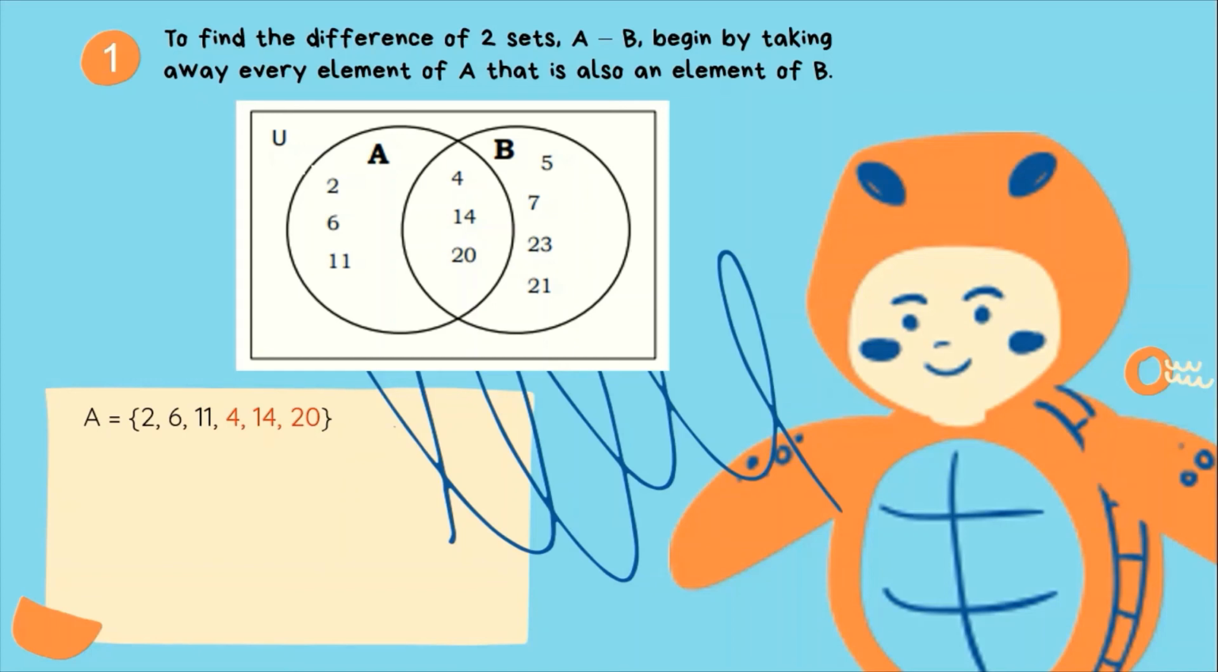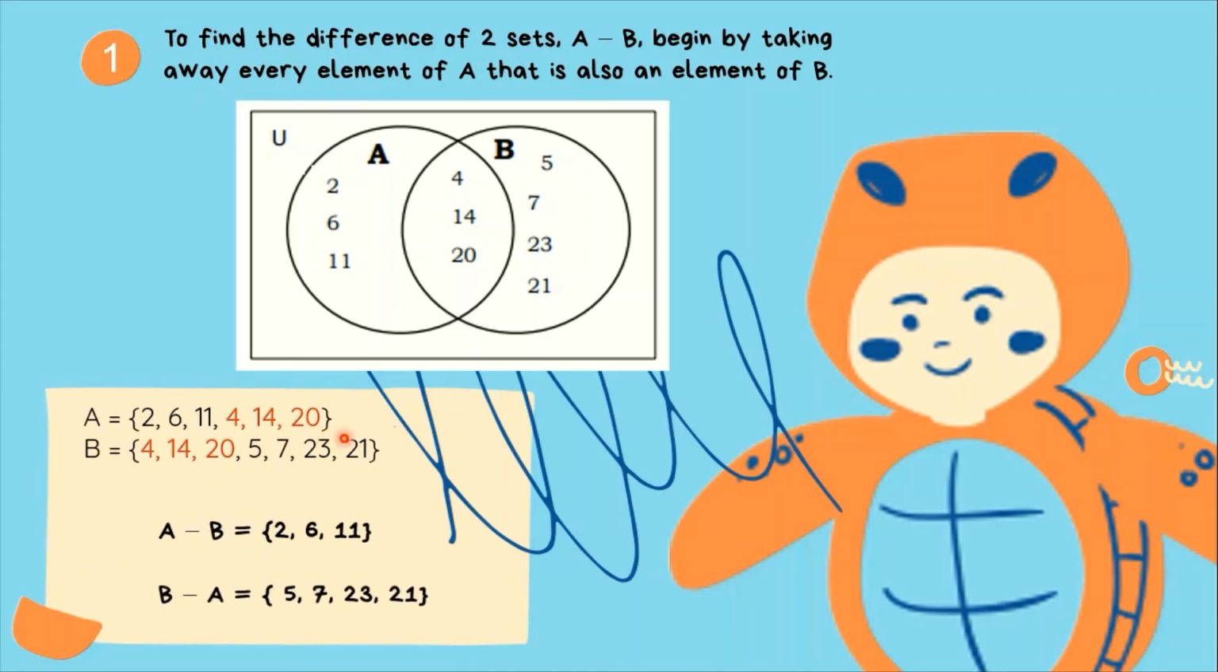ito ang ating set A, and these are the elements of set A. Ito naman ang ating set B. Ito ang elements ng set B. So, for A minus B, tatanggalin lang natin yung mga elements na pareho sa kanilang dalawa. So, yung A, babawasan lang natin ang elements na available kay B. So, ang pareho nila ay 4, 14, 20. Since A ay babawasan natin ang common elements niya with B, ang matitira ay 2, 6, and 11 lang. Tatanggalin natin si 4, 14, and 20.